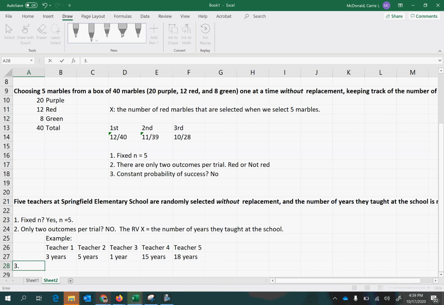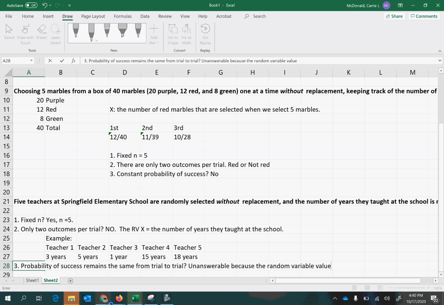And thirdly, does the probability of success remain the same from trial to trial? Well, that is kind of a pointless question, or a question that's unanswerable, because the random variable values can't be boiled down to success or failure. Can't be summarized as success, failure.